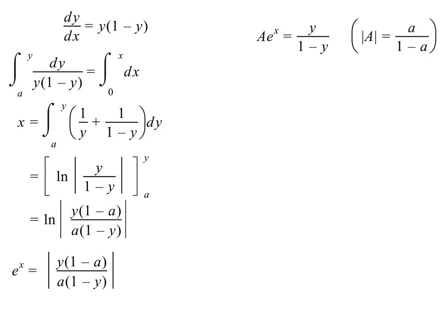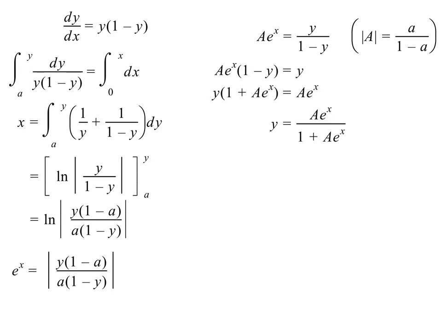What I'm now doing is saying a e to the power of x is then equal to y on 1 minus y. You see, 1 minus a on a is just a constant number, and so I'm going to divide both sides by that constant. It's still just some constant times e to the power of x. In fact, my constant technically is a on 1 minus a, or the absolute value of it, but I know it's some constant times e to the x.